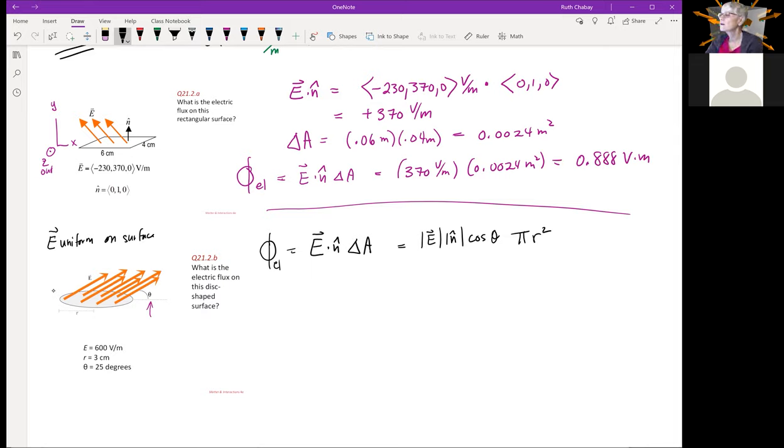So what is n hat in this case? Remember, n hat is the unit vector perpendicular to the surface. And that's a key picture, key question here. So how would we draw n hat here? Well, looks like the surface is in the XY plane. So in fact, a vector perpendicular to this surface, we'd have to draw that way, right? So here, n hat is going to be 0, 1, 0.